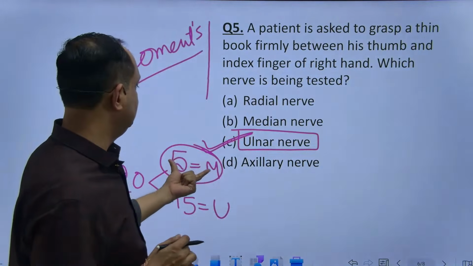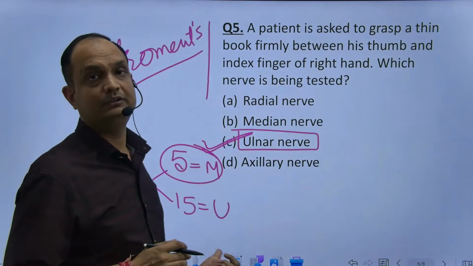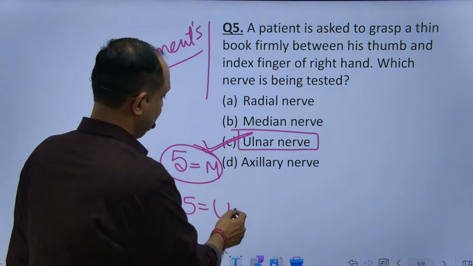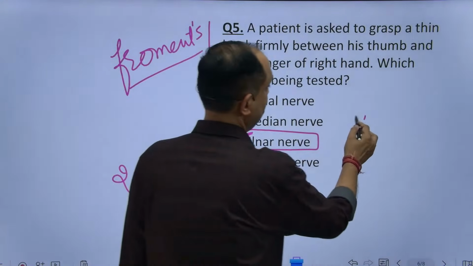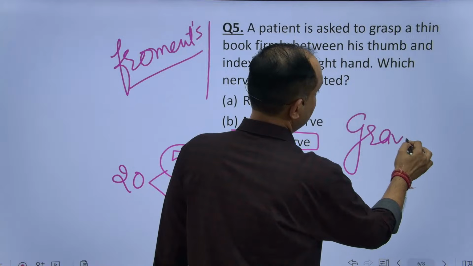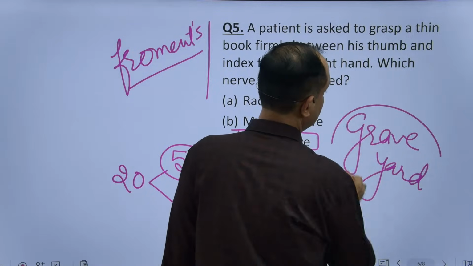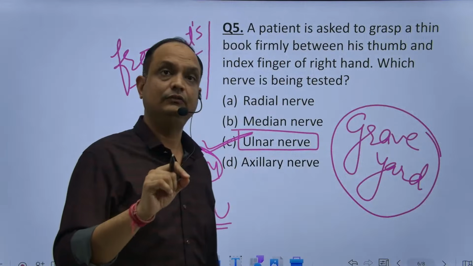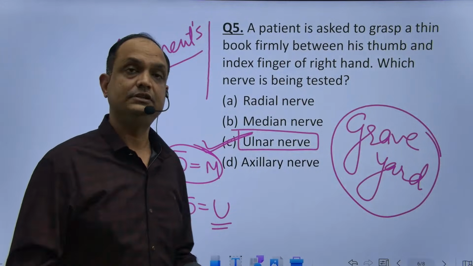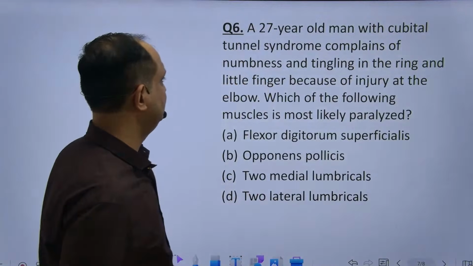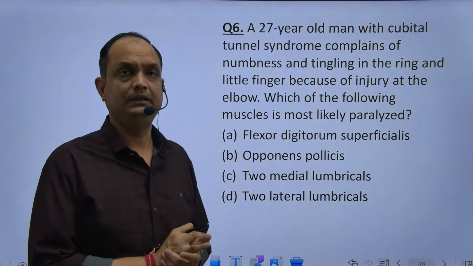So these 5 are supplied by the median nerve, remaining all are supplied by the ulnar nerve, and the adductor pollicis, which is supplied by the ulnar nerve, is known as the graveyard muscle for the ulnar nerve. What does it mean? That the ulnar nerve will terminate and it ends in the adductor pollicis. Now this was the last question from upper limb in the paper.